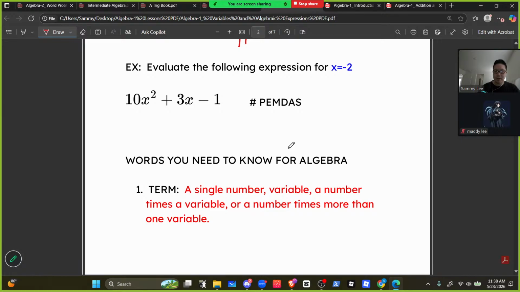Let's try another one. Again, it says evaluate the following expression for x equals -2. Let me know when you're done.